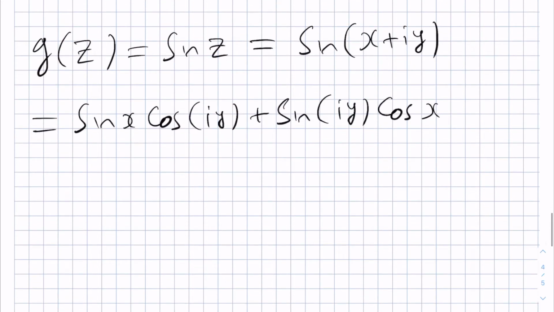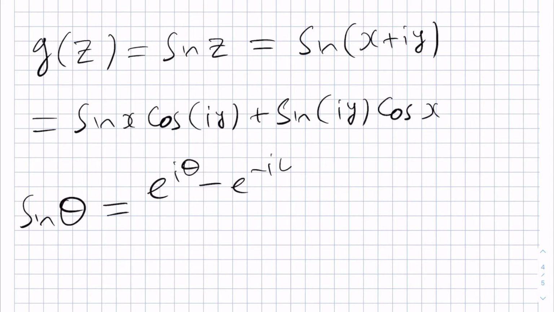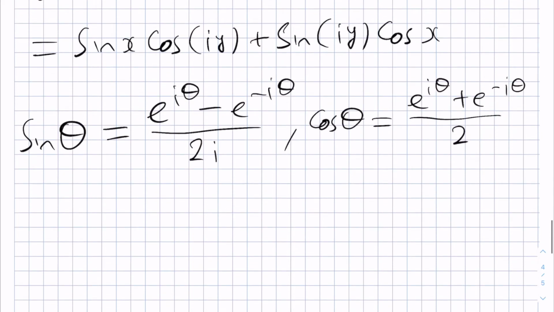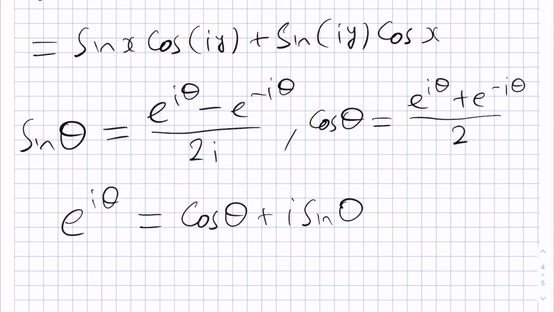In particular, sine of theta is equal to e to the i theta minus e to the minus i theta divided by 2i. Cos of theta is similar. We have e to the i theta plus e to the minus i theta divided by 2. These results come from Euler's formula, if you're not familiar, which is e to the i theta equals cos theta plus i sine theta.